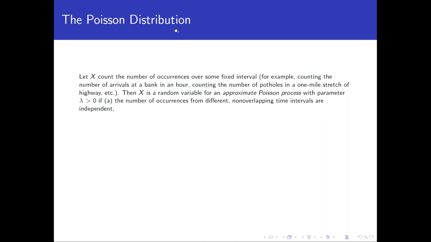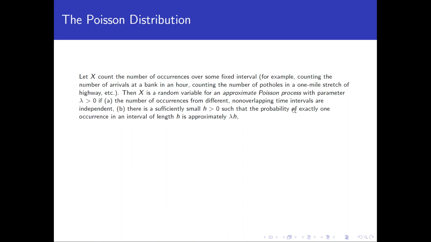So we refer to a random variable as an approximate Poisson process with parameter lambda if the number of occurrences from different non-overlapping time intervals are independent. So like the people arriving into a bank, one person going to a bank most likely has no effect on another person going into a bank or when they go in.